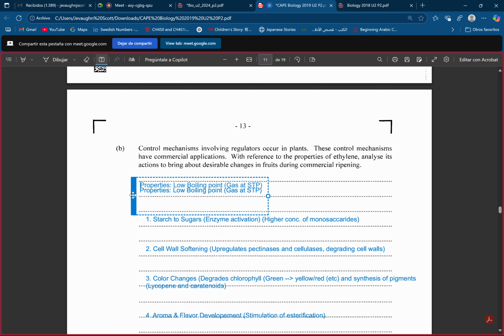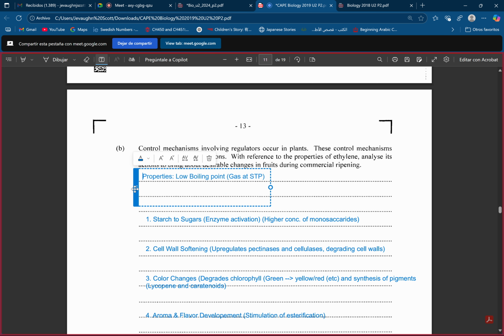All right. Another thing about the properties, it's a gas, right? So could you repeat for me what you were saying about the gaseous nature of ethylene and how that assists?